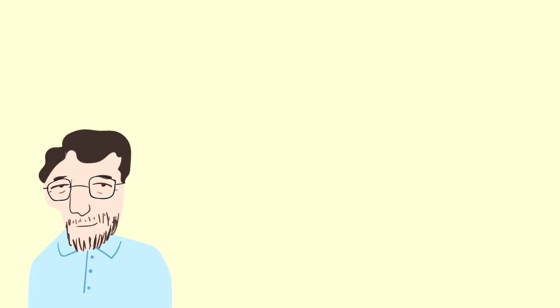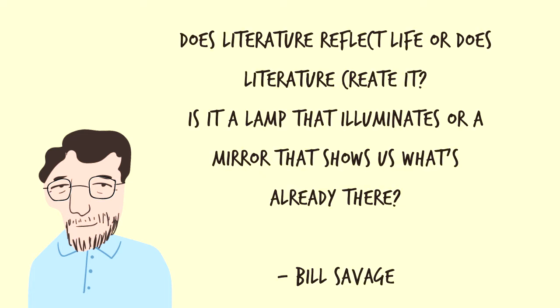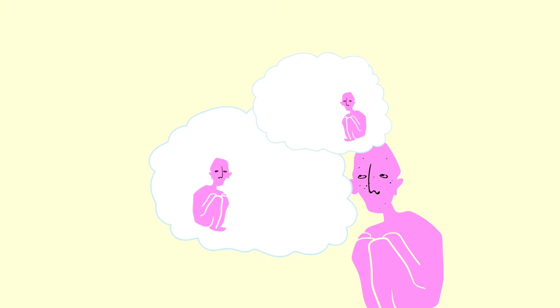A quote by Bill Savage of Northwestern University further explains literary criticism. Does literature reflect life, or does literature create it? Is it a lamp that illuminates or a mirror that shows us what's already there? Literary theory is how culture thinks about itself. The literary critical conversation is the thinking about the thinking. How do we figure out what is being said? Why should it matter? Why should we care?